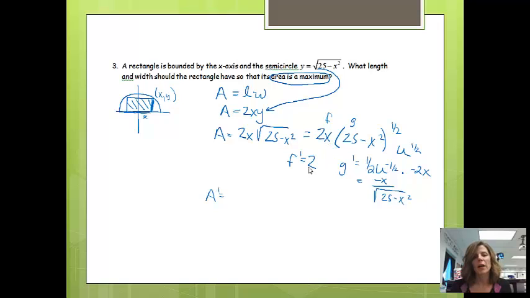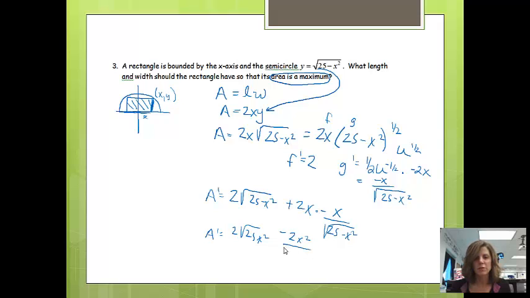So this will be f prime times g, so 2 times the square root of 25 minus x squared, and then plus f g prime, so 2x times negative x over the square root of 25 minus x squared. And then let's see if we can clean that up a little bit here. So I'm going to get 2 square root 25 minus x squared minus 2x times negative x will be minus 2x squared over the square root of 25 minus x squared.